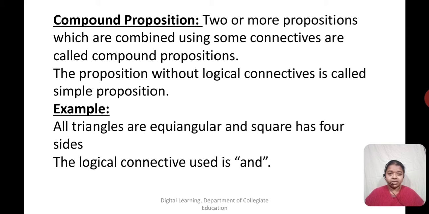Now in the given example, it says all triangles are equiangular and square has 4 sides. When you look into this, there are two propositions. The first one is all triangles are equiangular. The second one is square has 4 sides. The logical connective which is used between the two statements is AND.